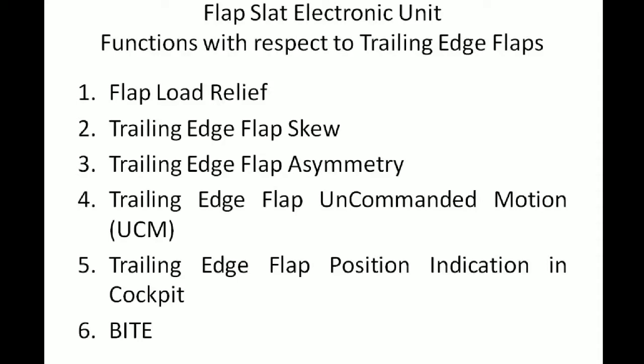Fourth is uncommanded motion. This occurs when the position of the trailing edge flap does not match with the flap lever position in the cockpit. The FSEU compares the data from the trailing edge flap skew sensors 1 and 8 to the data from the flap lever position sensor. If FSEU detects an uncommanded motion, the trailing edge flap bypass valve moves to the bypass position and the flap stops operating.